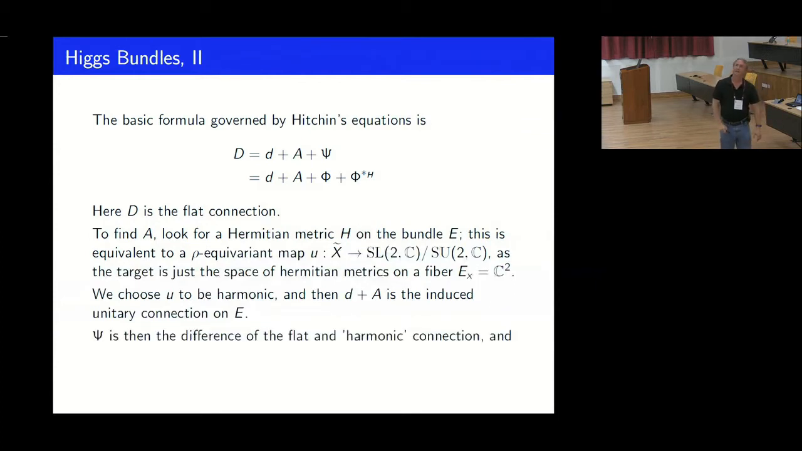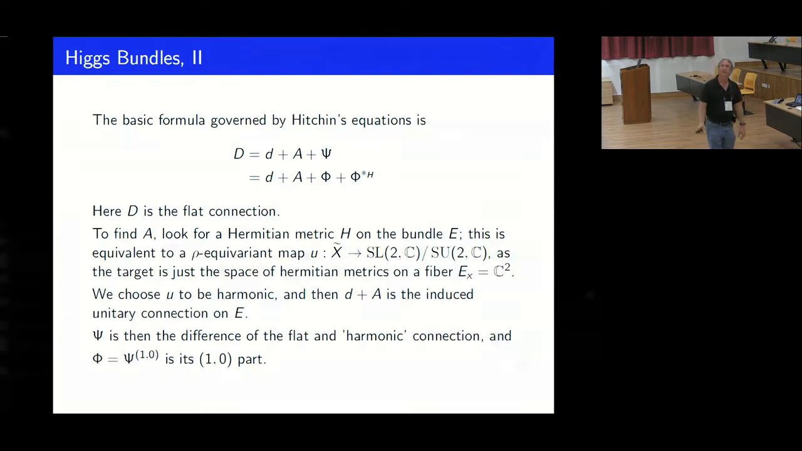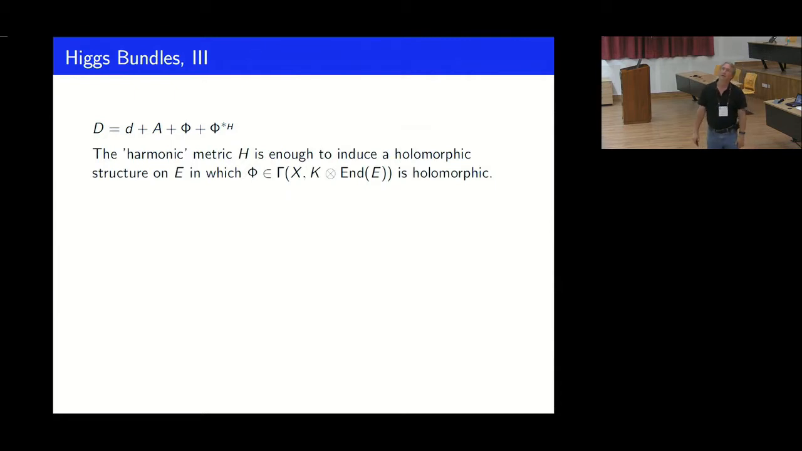As I said, psi is then the difference between the flat connection and this harmonic connection, the D plus A, and as I said, phi is its 1-0 part, and so that's the first setup. Okay, so this is the same formula again. The harmonic metric H is enough to induce a holomorphic structure on the bundle. It gives a D-bar operator if I have a connection, so I have some holomorphic structure. And because it's harmonic, if I take this point of view, then that 1-0 part turns out to be holomorphic.